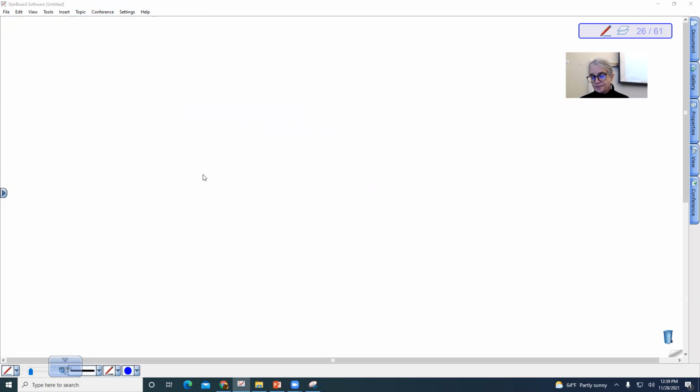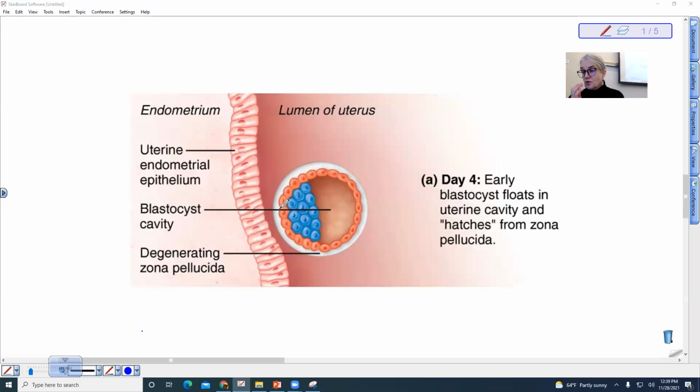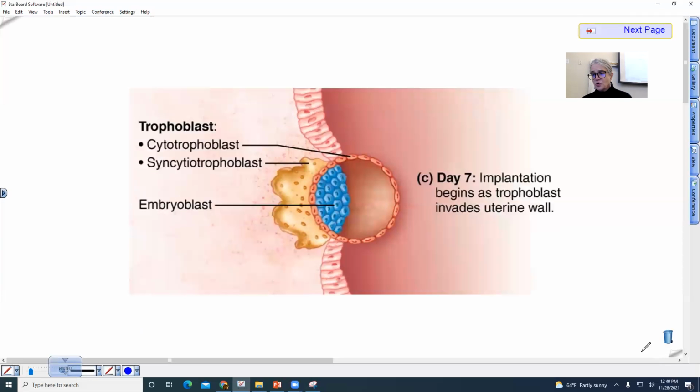So the first image here shows the blastocyst, and it is going to break free from that zona pellucida, and it is going to move around a little bit, float around in the lining, or excuse me, in the uterus before it finds a proper place to adhere. And there are proteins that allow that embryo to adhere to the lining. And then we get the trophoblast releasing enzymes, and it's starting to become embedded in the lining.